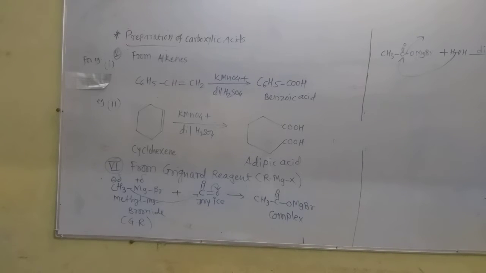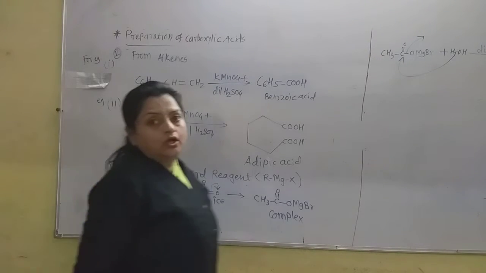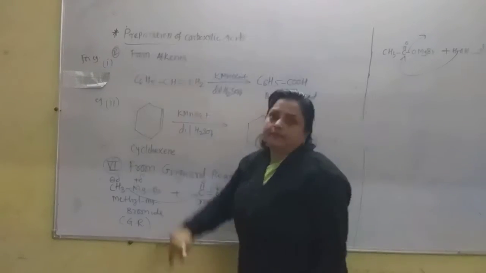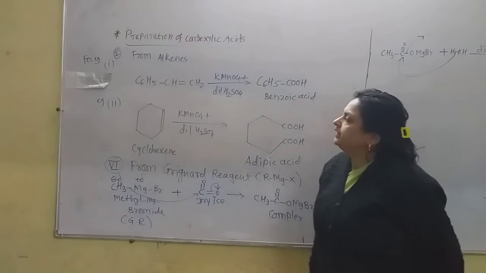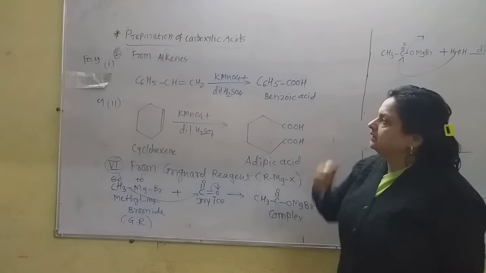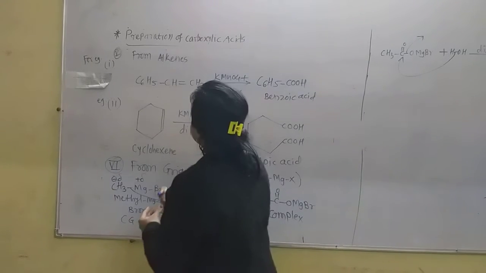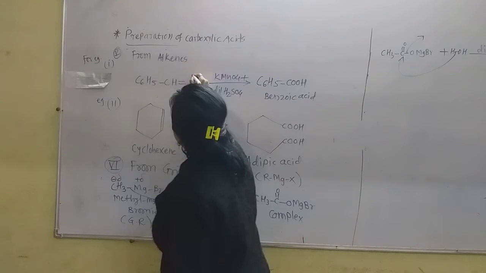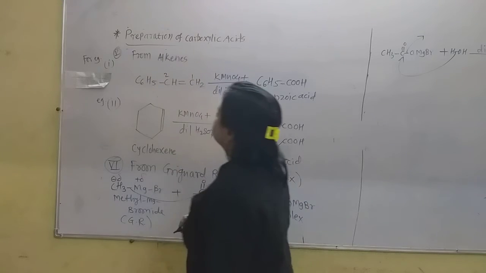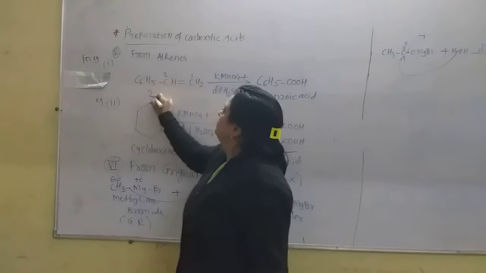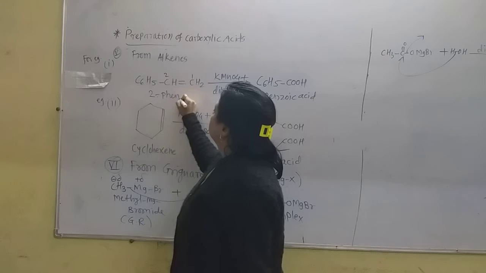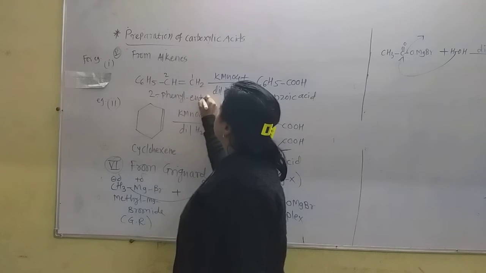Now let us see the last two methods of preparation of acid that are very important again. Now the first one is from alkene, the carbon-carbon double bond. Here we use the alkene. The name of this alkene is 1,2, now this is 2-phenyl ethene.